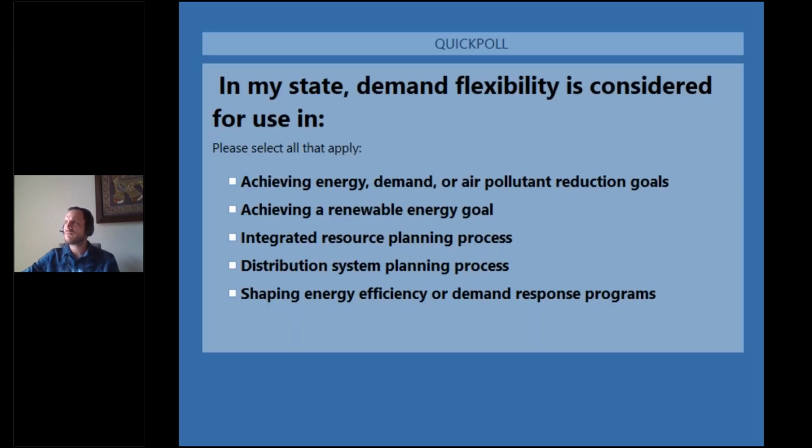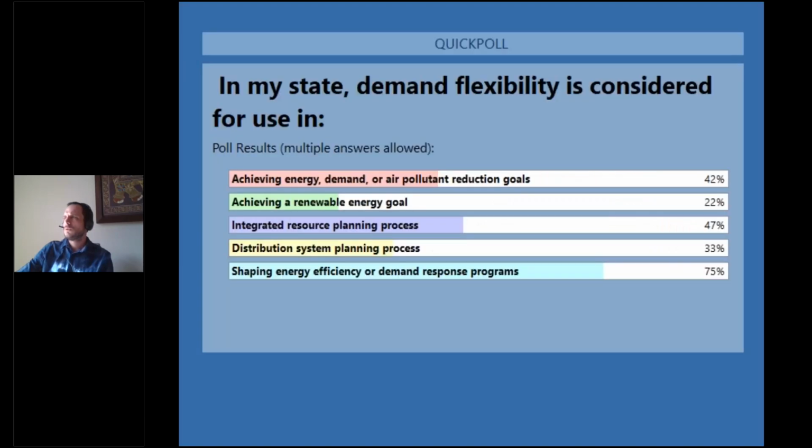So the question is, in my state, demand flexibility is considered for use in, select all that apply: achieving energy, demand, or air pollutant reduction goals, achieving a renewable energy goal, integrated resource planning process, distribution system planning process, or shaping energy efficiency or demand response programs. Okay, it looks like the most popular answers were shaping energy efficiency or demand response programs, integrated resource planning process, and achieving energy demand or air pollutant reduction goals. Okay, next slide.